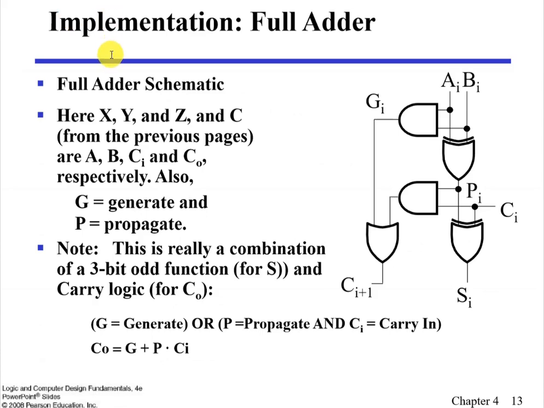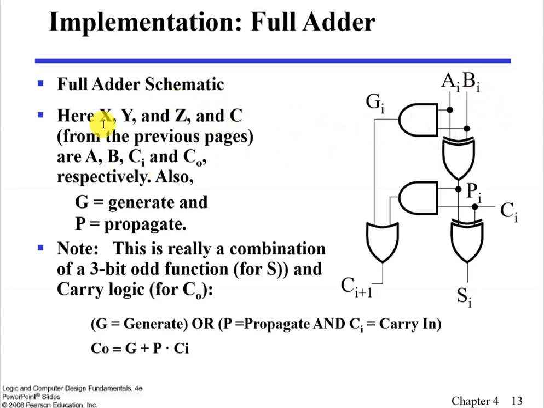Here we can see the implementation of the full adder schematic as shown here. We can implement the full adder using 2 exclusive OR gates, 2 AND gates, and 1 OR gate. This is the full adder schematic. In the previous slides, we defined the inputs as x, y, and z, where z is the carry from the previous addition, and then c, the carry out.